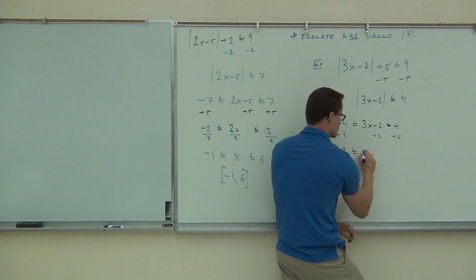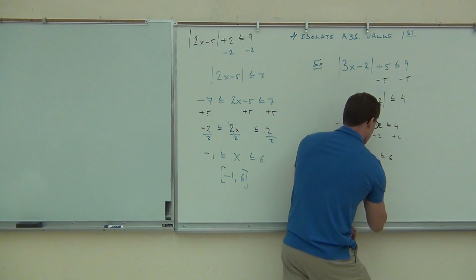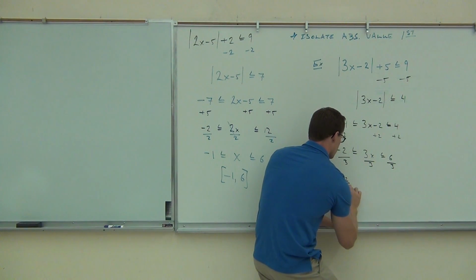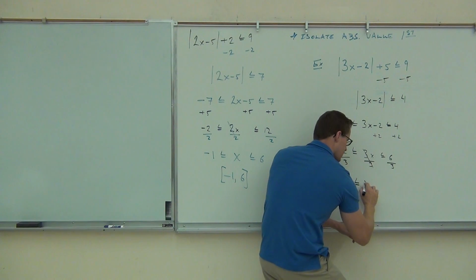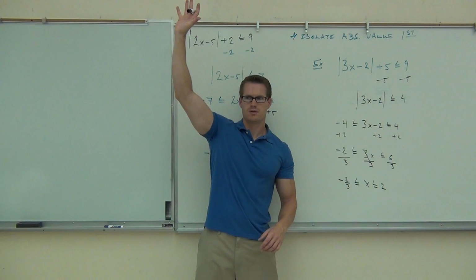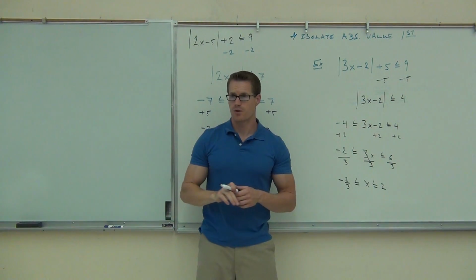Negative 2 is less than or equal to 3x less than or equal to 6. We'll divide everything by 3 and get negative 2/3 less than or equal to x less than or equal to 2. Would you please raise your hand if you made it that far? Good deal. Can you make it farther?